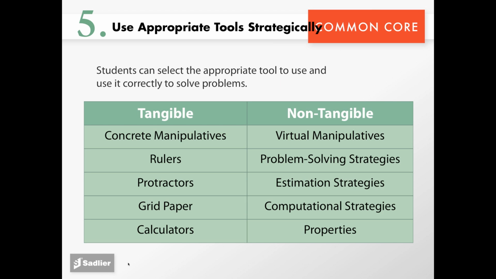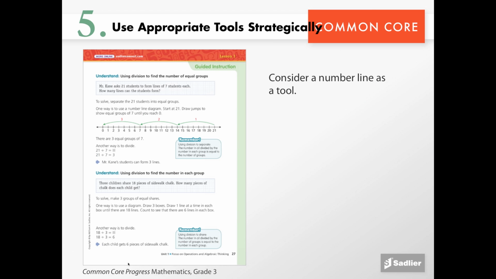And the tangible tools are obvious. We want students to know when to use a ruler, when to use a protractor, or, I should say, maybe know when to use an inch ruler or a centimeter ruler or a yardstick. We need students to make sure that they understand when to use those tangible objects. But we also need to make sure students understand how to use those non-tangible objects, the virtual manipulatives, problem-solving strategies. For students to choose the correct strategy to solve a problem, they're using the appropriate tools strategically, or a computational strategy. So those are important tools as well.